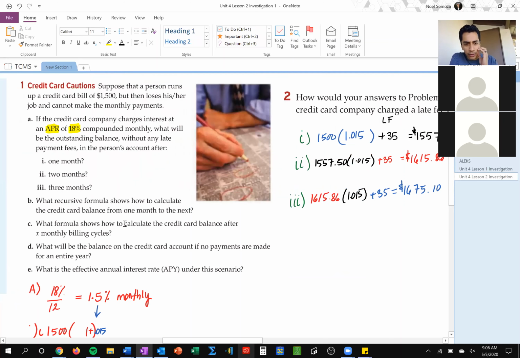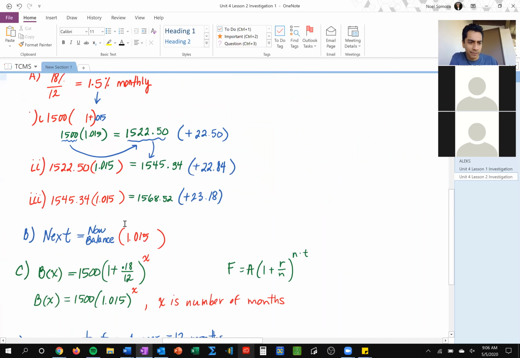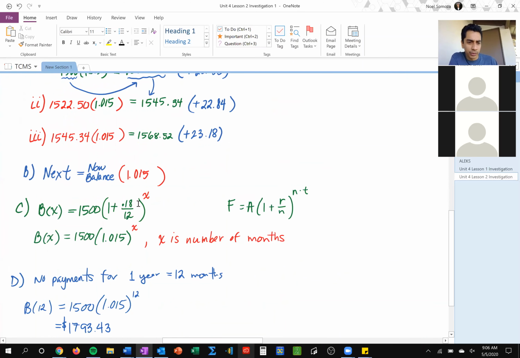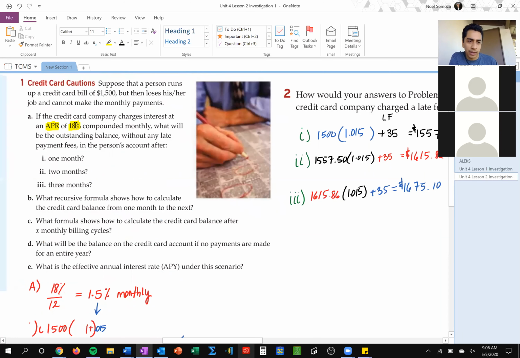Now they want us to use a recursive formula to show how to calculate the credit card balance from 1 month to the next. Okay, so if we build off of the recursive formula that we had last time, right? Last time we had this recursive formula that said, if I know my now balance, if I know what I owe now, I can multiply times 1.015. And the 1.015 comes from basically the 1.5% that you're paying per month, right? Because the entire year you're supposed to pay 18% APR.